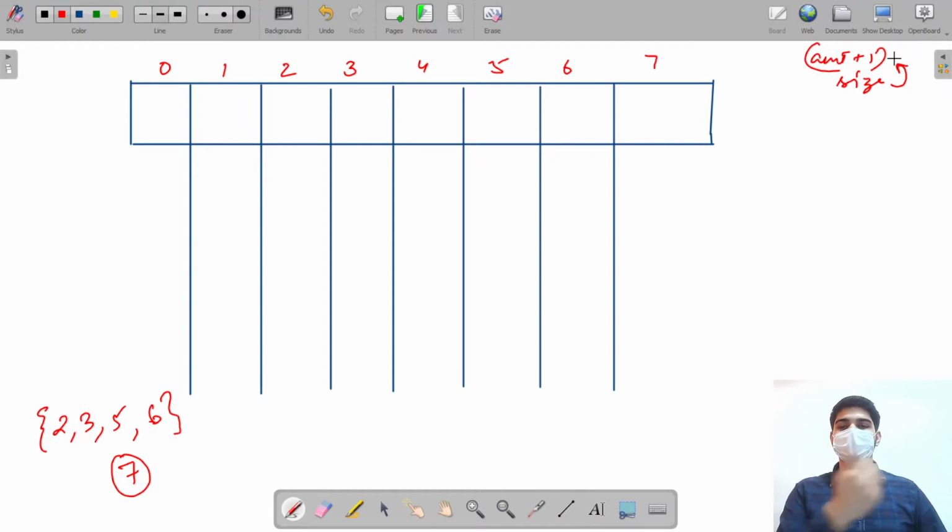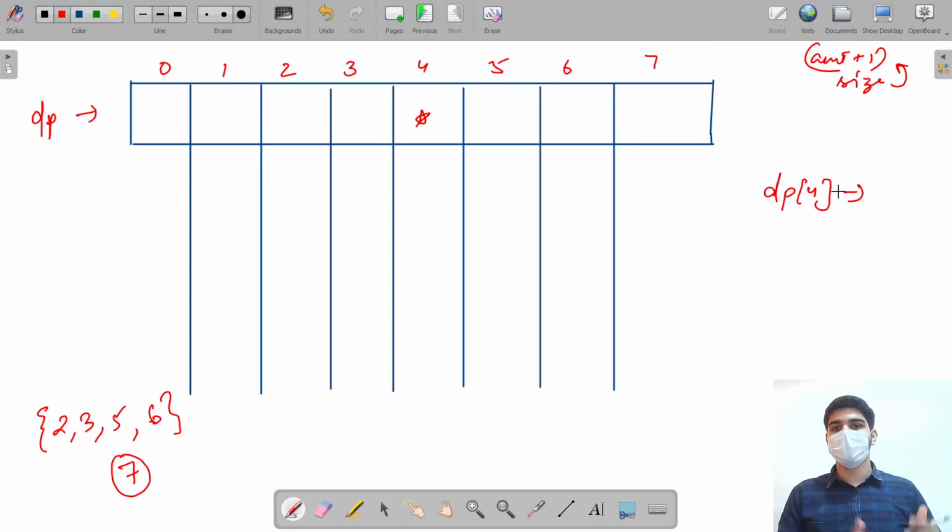The size is amount plus 1. What does each of these positions mean? This is my DP. What does DP of 4 mean? I would say that DP of 4 means the number of permutations that I can make using the set of coins that are provided to me, such that I can make a summation of 4. Again, what would DP of 2 mean? DP of 2 would mean: using the coins that I have, which are 2, 3, 5 and 6, all of the coins, what are the total number of permutations I can create such that the summation of those permutations is equivalent to 2?